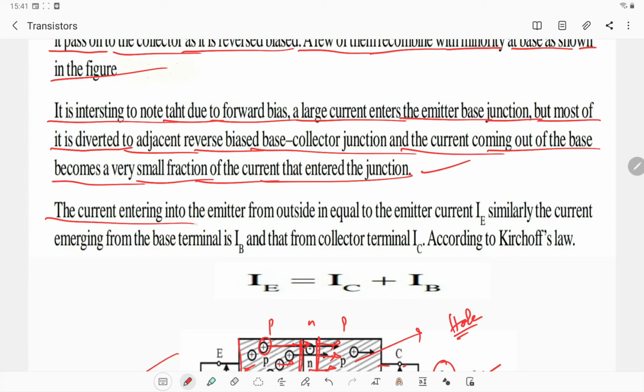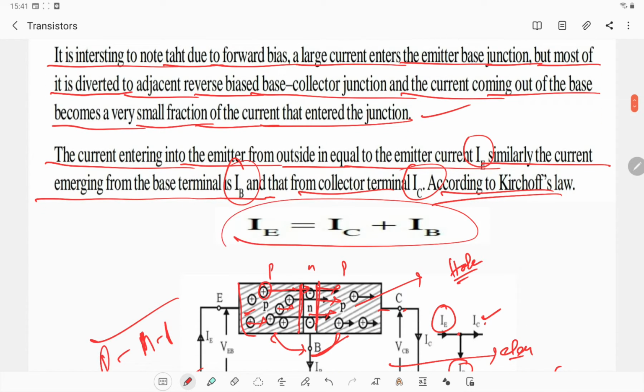The current entering into the emitter from outside is the emitter current IE. Similarly, the current entering from the base is the base current IB, and then there is the collector current IC. According to Kirchhoff's law, IE is equal to IC plus IB. It's a very important relation.